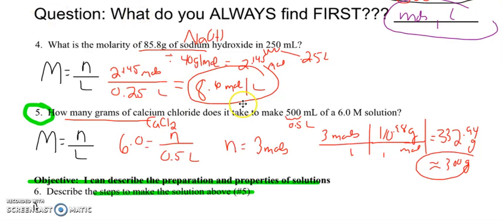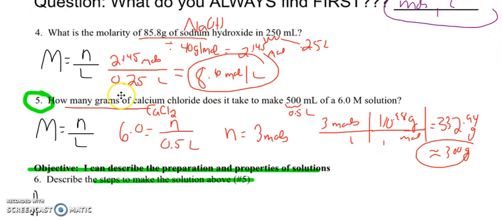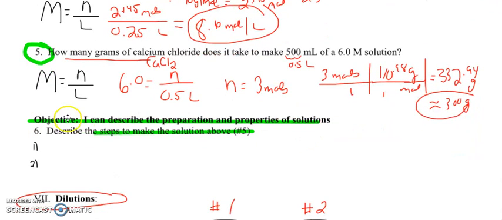Okay, guys, so we're picking back up in the middle of page 6. So we just solved for how many grams it would take of calcium chloride to make a 500 milliliter 6 molar solution. So our objective now is to describe the preparation and properties of solutions. So for number 6, we're going to describe the steps to make the solution above in number 5.